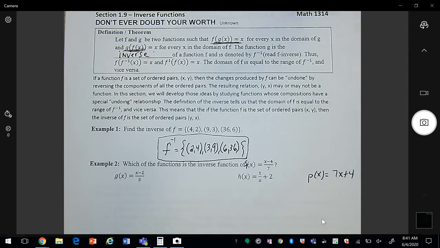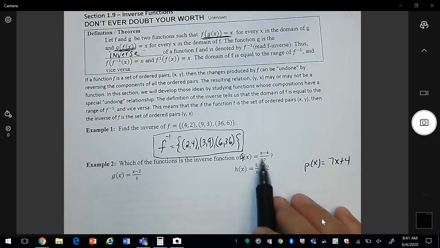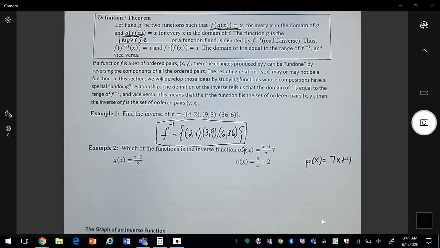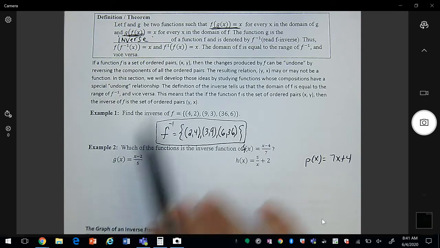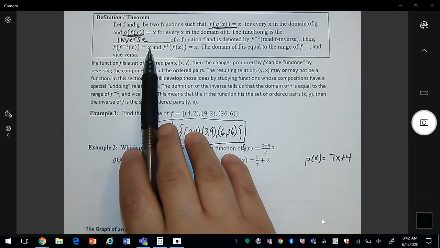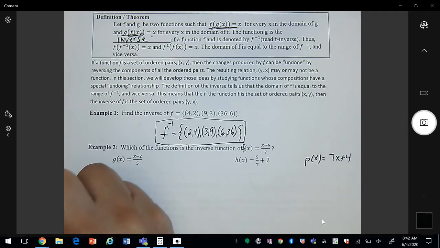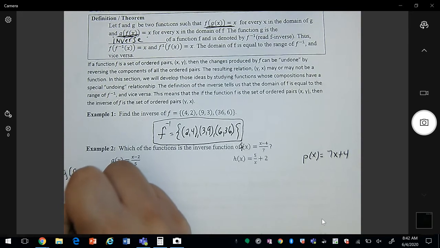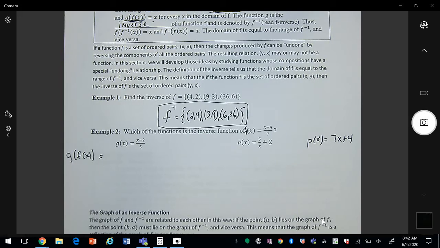Number 2, which of the functions is the inverse of f of x equals (x minus 4) divided by 7? So if we want to know which of these is the inverse, and I went ahead and added a third option, then if we take the composition as stated up here, we should end up with x. Okay, so we can start with the first one. We're going to find g composed of f of x. If it's going to be an inverse, then it needs to give us x back.